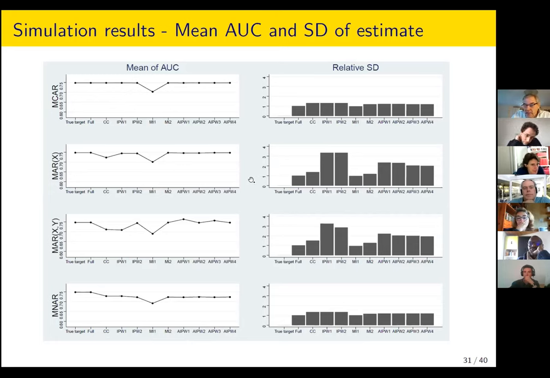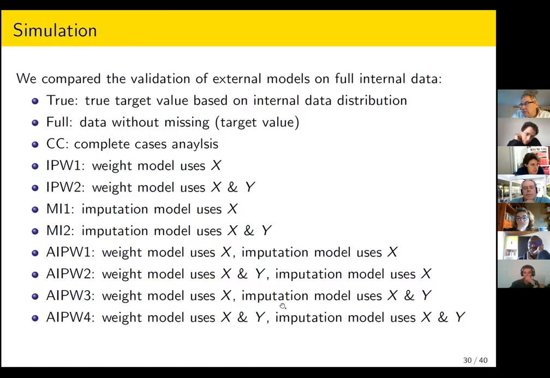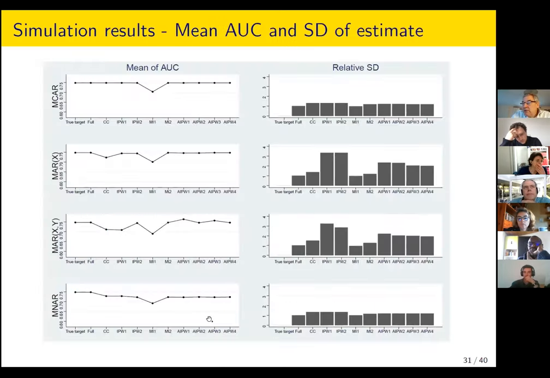So if we go back, this is specifically what you were thinking. In numbers 3 and 4, I'm including Y in the imputation model, but it didn't seem to matter if I included it in the weight model. I didn't talk about the bottom one, missing not at random. I mean, everything goes wrong there.